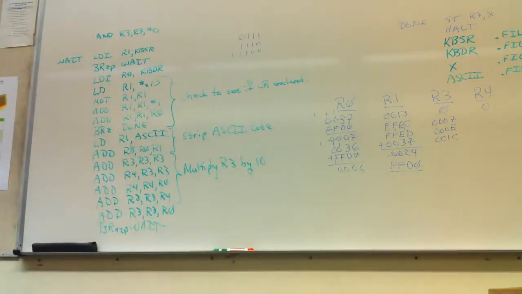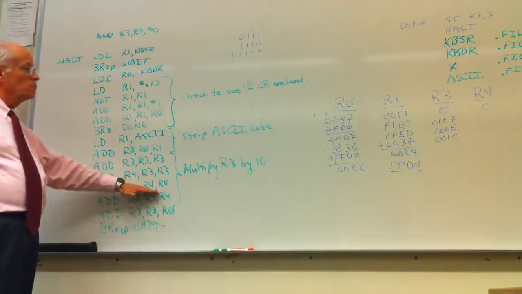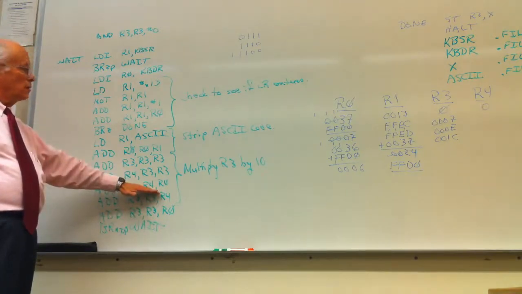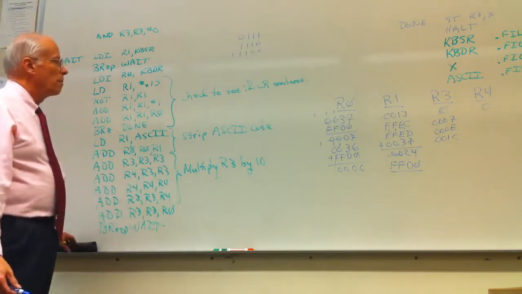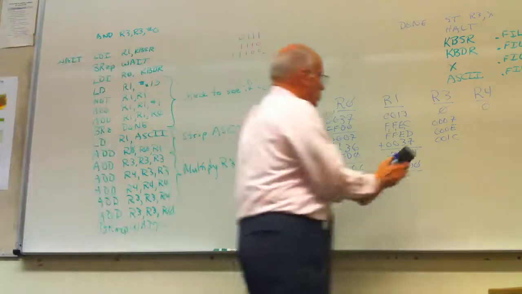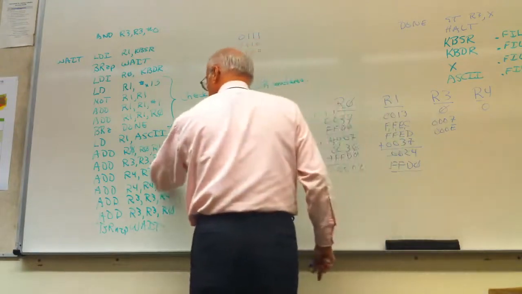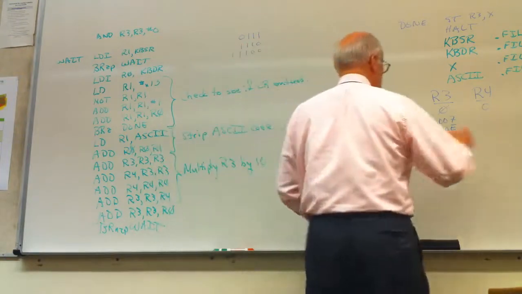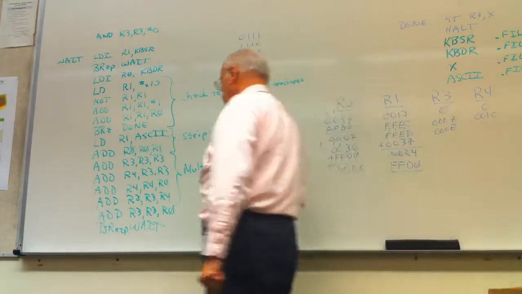16 and 12 is 28. 2 times 14. Okay. Let's see. That one goes into register 4, not into register 3. That's this instruction right here. Now I get 001C there.